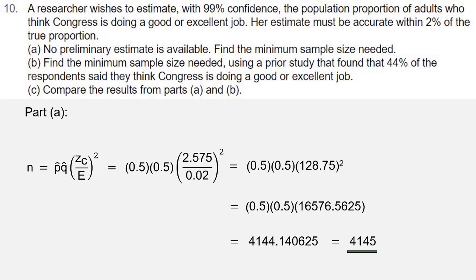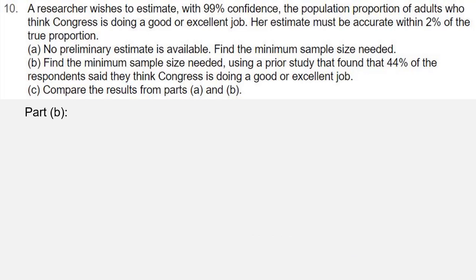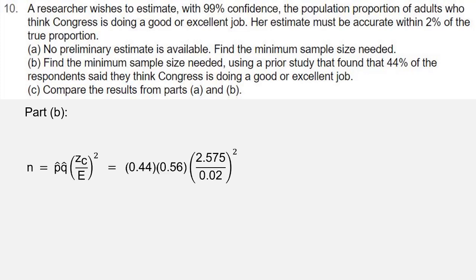In part B, we do have preliminary estimates. The preliminary estimate is that 44%, 0.44, is P hat. So if P hat is 0.44, then Q hat is 0.56. We still have the 2.575 over 0.02. So the only thing that's changed in part B is the values for P hat and Q hat.